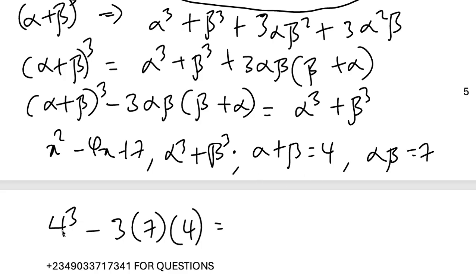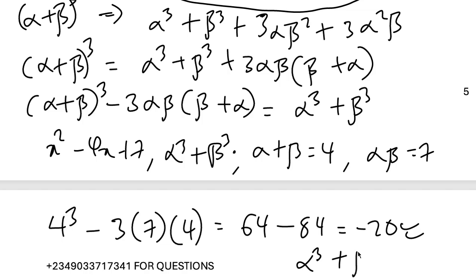Then on simplification, 4 cubed is what? 64, minus 3 times 7 is what? 21, right? And 21 times 4 is going to give us 84. So 64 negative 84 is what? That's minus 20. Do you get? So this is the value of alpha cube plus beta cube for this equation. Do you grab? So that's what you do.